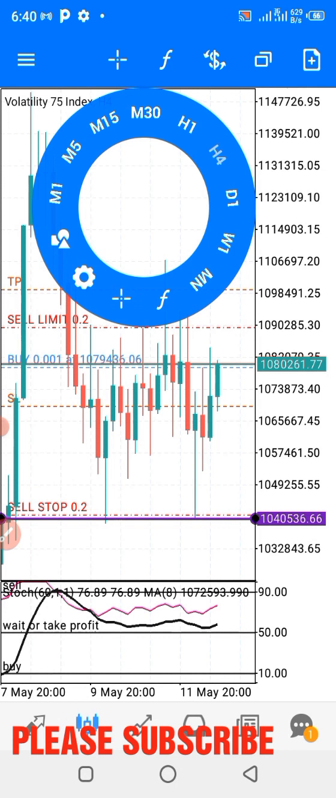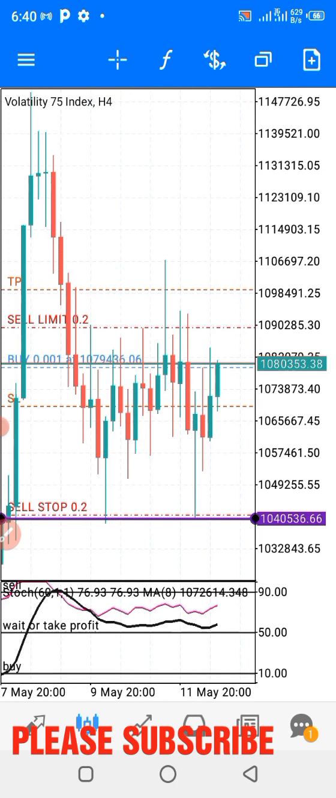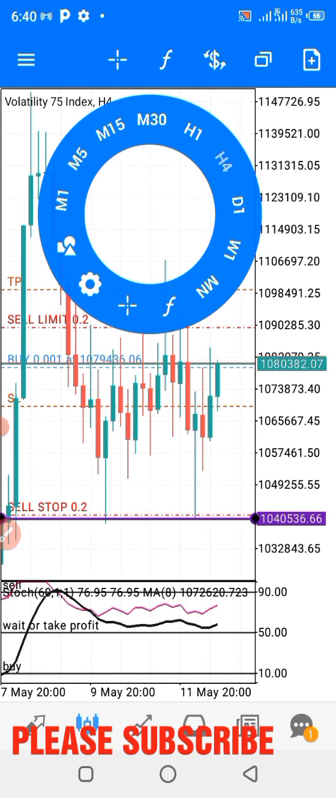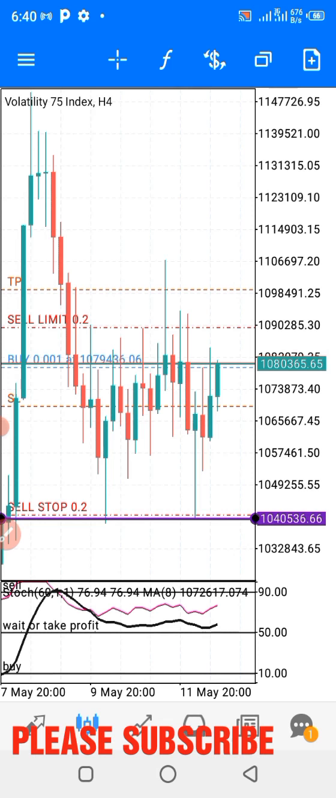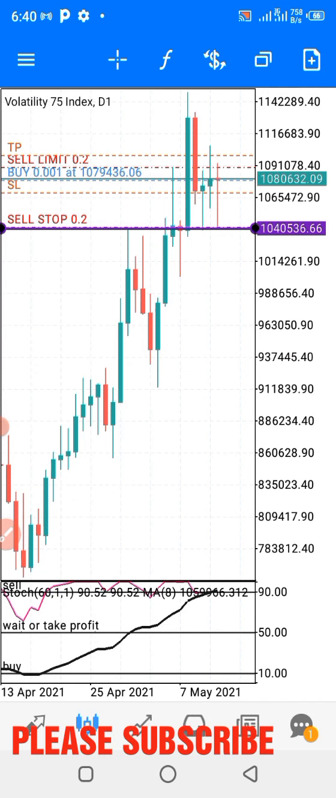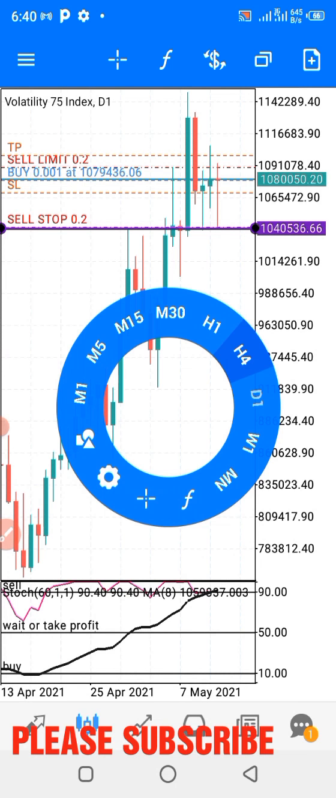time frame. Please and please, in this V75, since it's a very volatile market, for you to see the truth about where the market is taking you to, use 4 hour or daily. Please, never use anything outside this. Use 4 hour or daily.